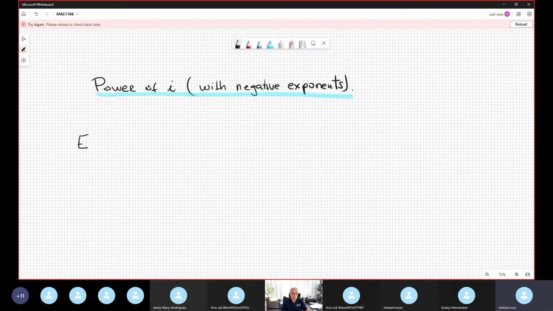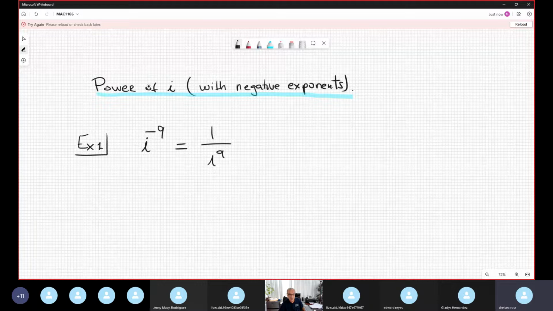For example, i to the negative 9. The exponent is negative. What does negative exponent mean in algebra? Somebody remember that? Wouldn't it be 1 over i to the 9? Exactly. Reciprocal. Very well. What's your name? Gladys. I need to recognize the good students. It is reciprocal. This is equivalent to 1 over i to the 9. Okay, negative exponent means reciprocal.